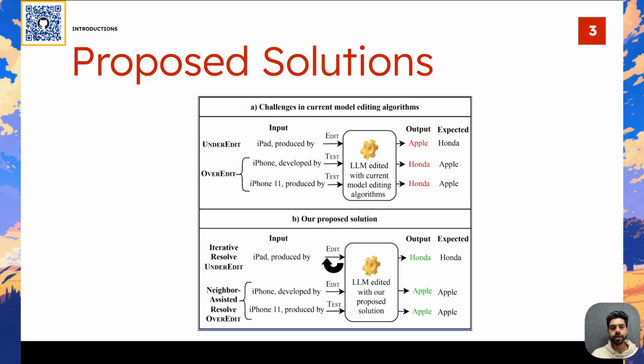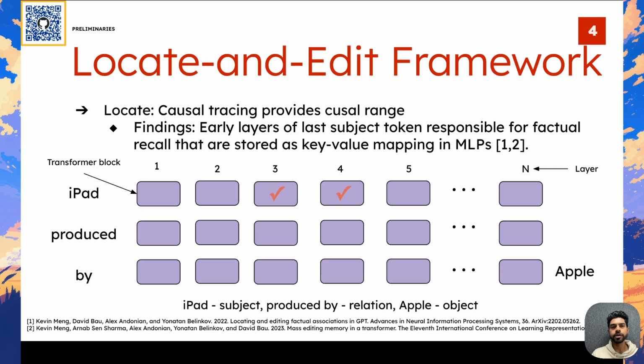However, to better understand how and why these methods work, first we need to understand the design principle behind these model editing algorithms. In this work, we focus on model editing algorithms that follow the locate and edit framework. As the name suggests, first we need to locate the factual knowledge inside the LLM. Here, we visualize the computational model as a grid of transformer blocks attending to each input token across layers. The causal tracing comes in handy here. It specifies that MLPs of the early layer attending to the last subject token are responsible for factual recall.